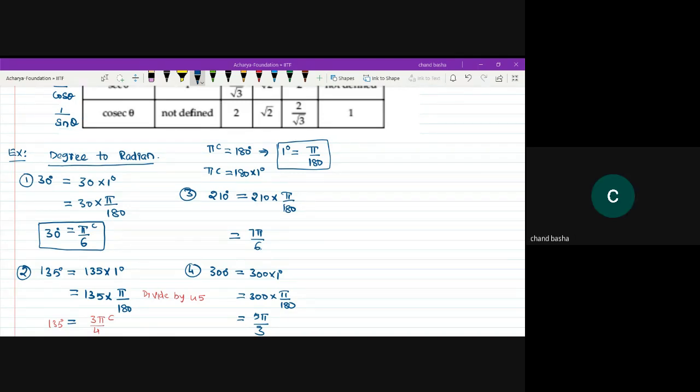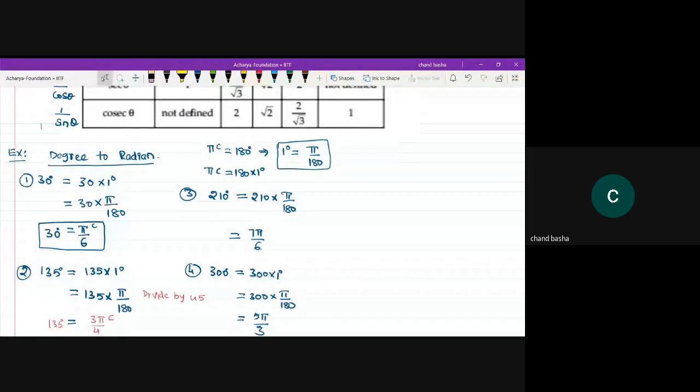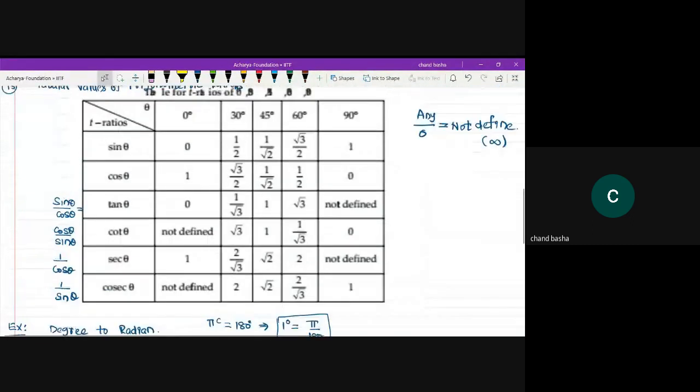Any other doubts, Shashank and Sarandeep? Sarandeep, any doubt? No, sir. Jay Vardhan? No, sir. Shashank, any doubts? Sir, you told you will explain the same with tan theta. Yes, I'll go for tan theta also, what you asked. Tan and then cot.